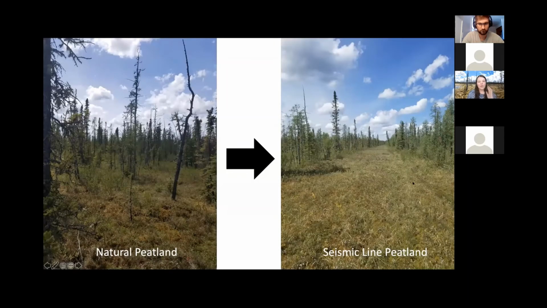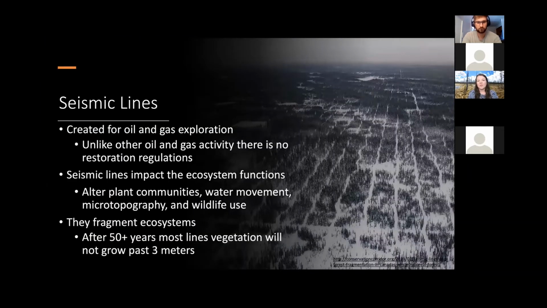So in Western Canada, we have a lot of tree peatlands, and a lot of these, especially in Alberta, are disturbed by seismic lines. What is a seismic line? Well, seismic lines are created for oil and gas exploration. What happens is they come in and they remove the vegetation so they can get their seismic equipment onto the landscape. This sends vibrations below the surface, and depending on how they are absorbed and reflected, can tell them whether or not there's natural resources beneath the ground.